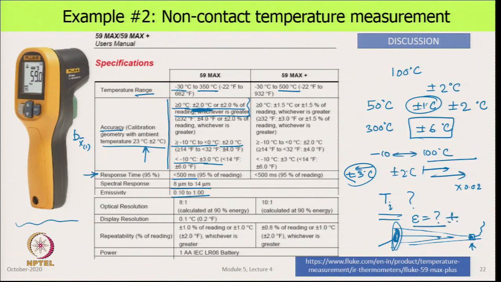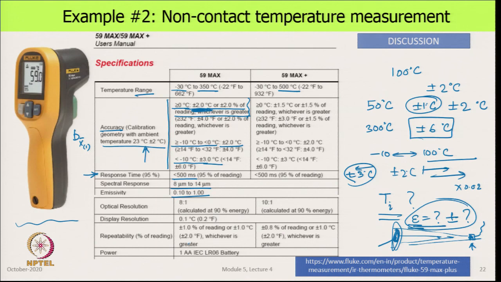and within that there will be an uncertainty. So, the final measurement will have an uncertainty arising not just because of accuracy, but also uncertainty arising from our approximation of the emissivity of a surface, because the emissivity of a surface is never known exactly, and in most cases we do not even measure it.